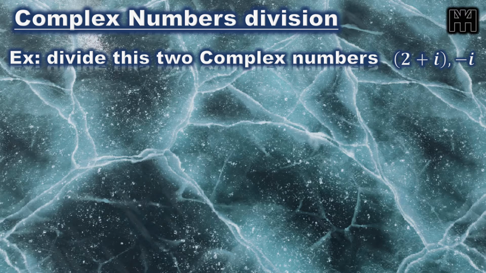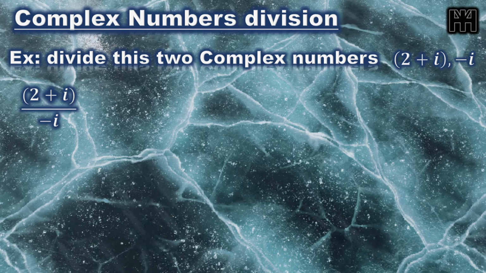Okay. Divide these two complex numbers. This is a complex number division. You are done with the multiplication. Okay, we'll divide 2 plus i by negative i. Okay, we have 2 plus i over negative i.